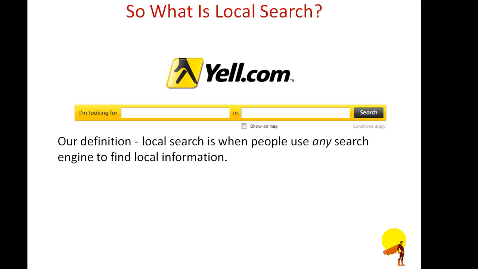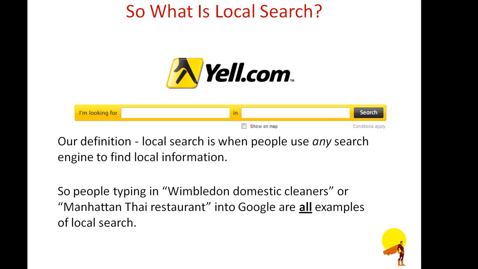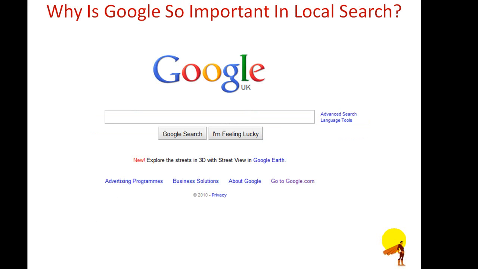While that may be one definition, for the purpose of this video, I'm going to argue that local search is when people use any search engine to find local information. So people typing in Wimbledon domestic cleaners or Manhattan Thai restaurant into Google are all examples of local search. And this is important to understand because Google by far accounts for most internet searches, and Google also has an amazing local search capability that we'll look into later on. But first, let me show you why Google is so important for local search.